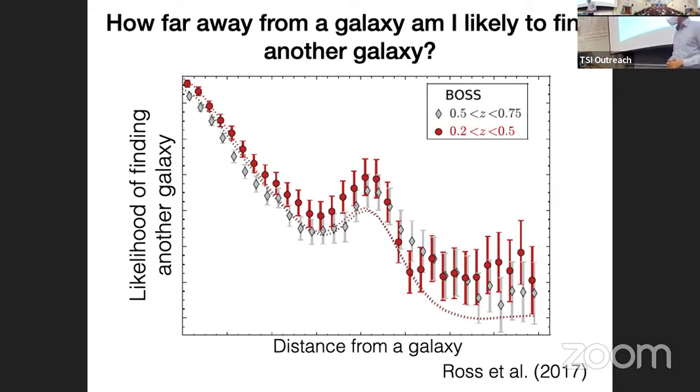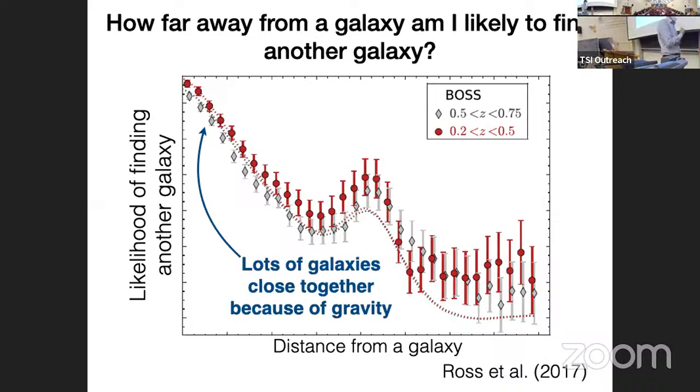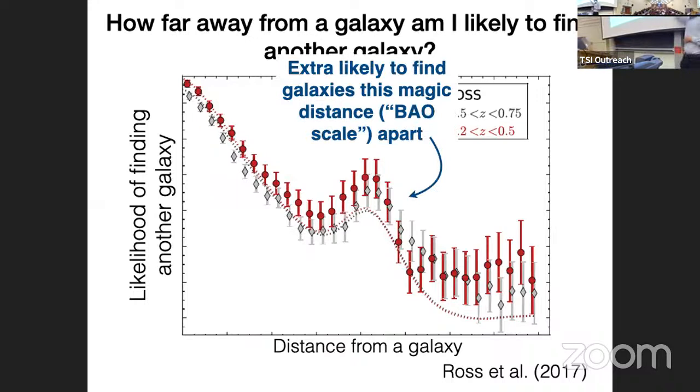So there's a bunch of features here that we understand. Okay. So for instance, very close to a galaxy, there are lots of other galaxies around because of gravity, because they bring things together. Okay. What's also interesting in cosmology is that there's a magic distance, known as the baryonic acoustic oscillation scale, where you're just this extra likely to find a galaxy compared to normal, okay? I'm not going to go into the physics of that. That would be a whole entire talk. The only thing I will say about this point, as a matter of pride here, is that this is real data, and these scientists measured this extra bump feature kind of around 7 to 10 billion years after the Big Bang, right?